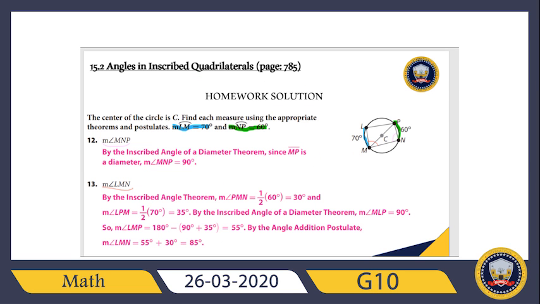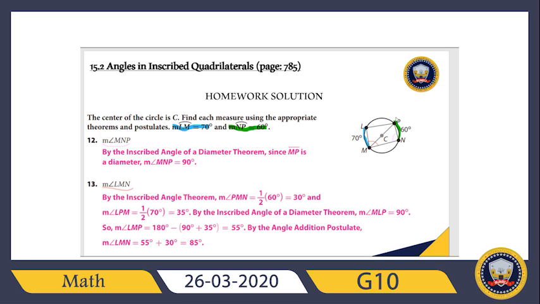Now, let's start by solving the homework of yesterday first. We've been given this circle that is centered at C. We've been given the measure of this arc here, that is 60, and the measure of this arc here, LM, is 70. Now the question is to find angle measures. The first angle is MNP. The second one is LMN, which is this angle here.